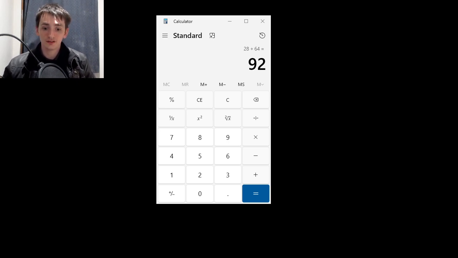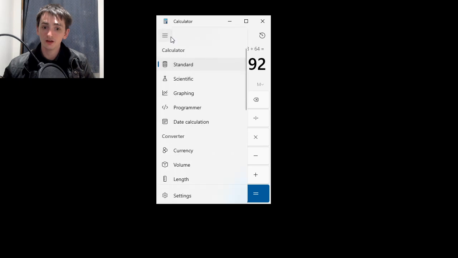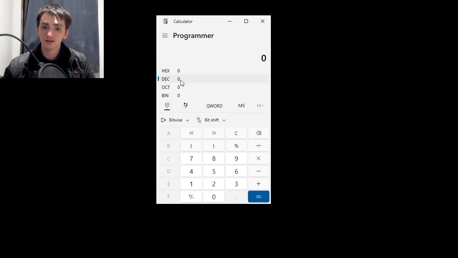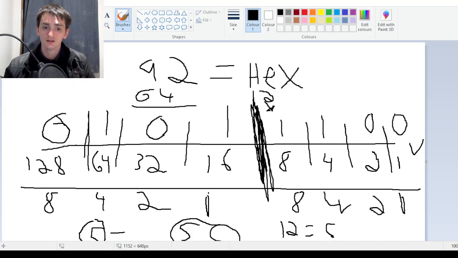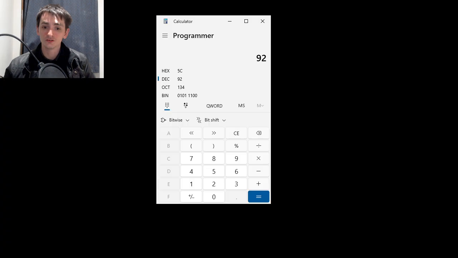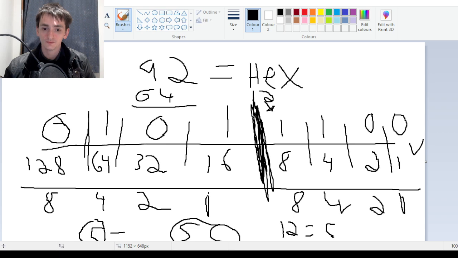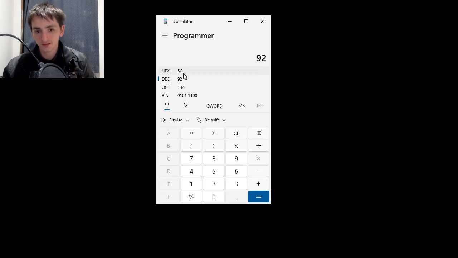If we take a look, we want to do 92. Let's bring this up into our program view, and let's put our decimal value as 92. 5C is the hexadecimal value. Binary value is 0, 1, 0, 1, 1, 1, 0, 0. Did we get that right? Let's bring it up. Yep. And did we get our hexadecimal right? Yes, we did. So doing that all together, we can eventually get the conversions between all these values to make it make sense.